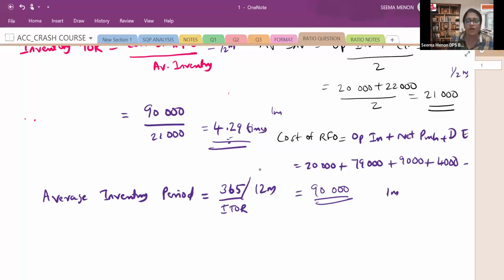So here, you can see I am taking 365 upon 4.29. If you solve it and round it off to 5, you will get 73. That means within 73 days, we are converting our inventory into sales. That is not a very good indicator. Clear? It can be 10 times, 8 times, and so on. If it crosses 12 times, that means every month on average we have sales.